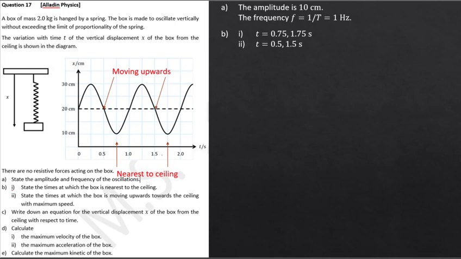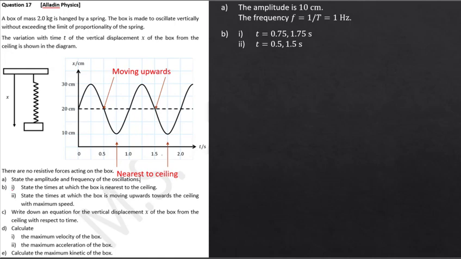And note that we have chosen the negative gradient instead of the positive gradient. Why? Because it is asking when it is moving upwards. So upwards here will be a negative gradient because we've taken positive to be downwards.